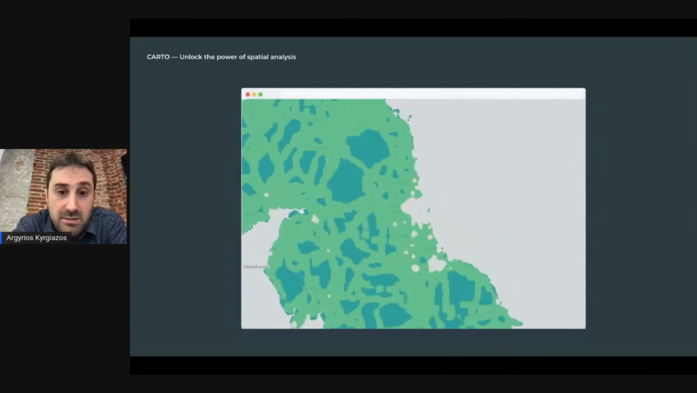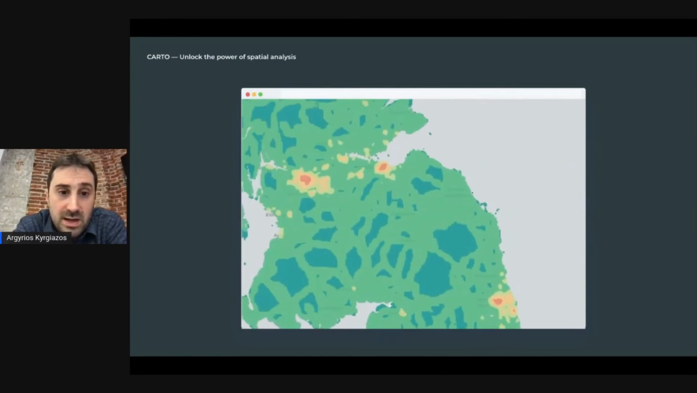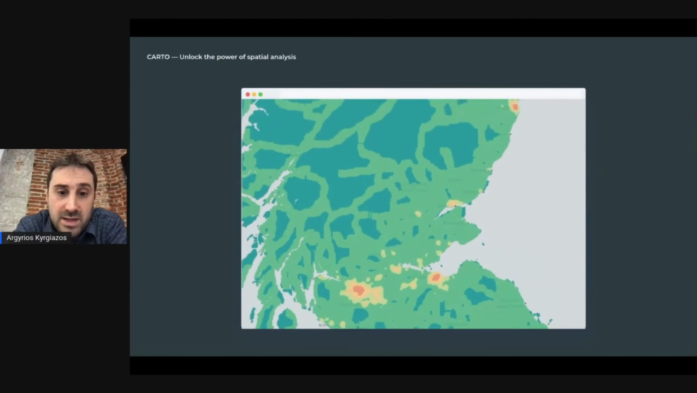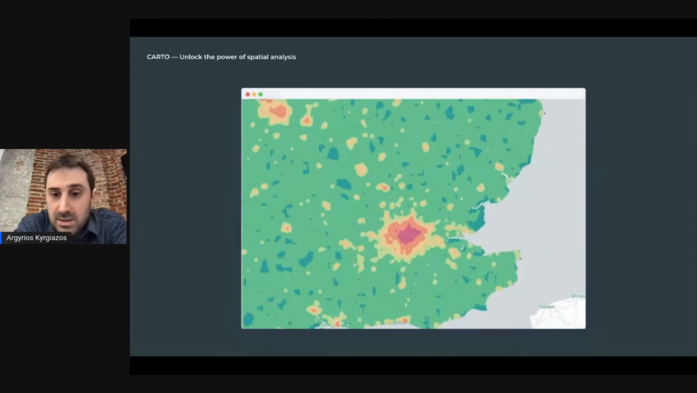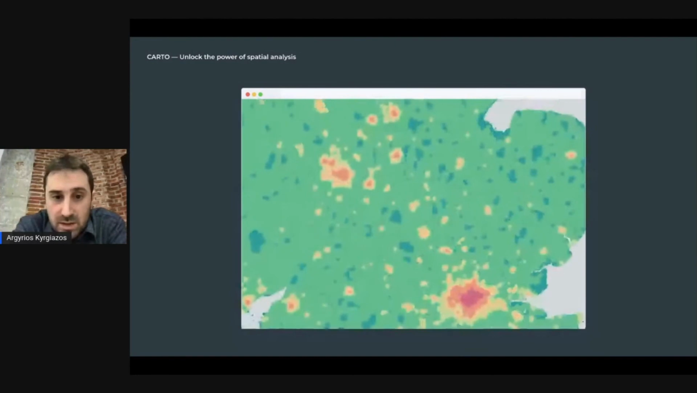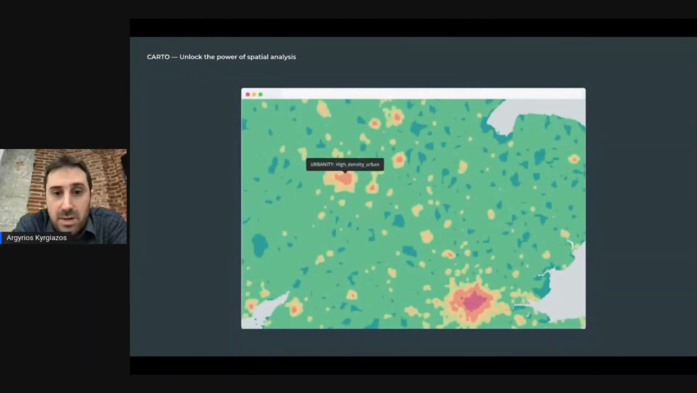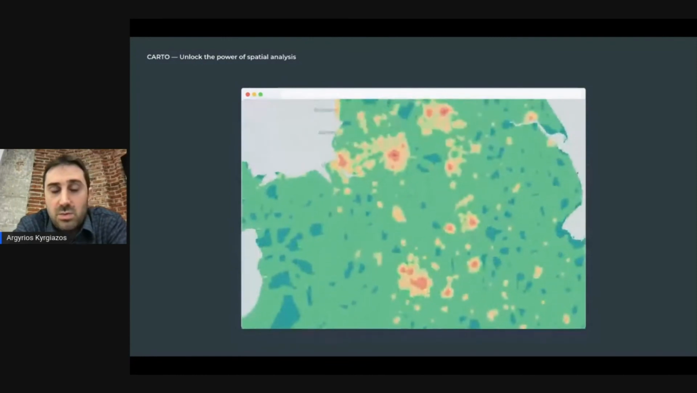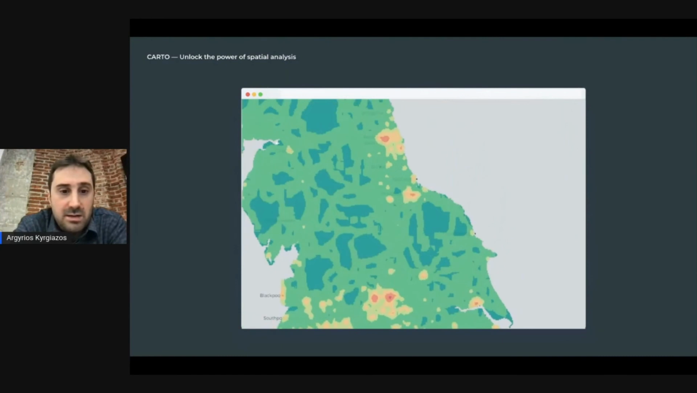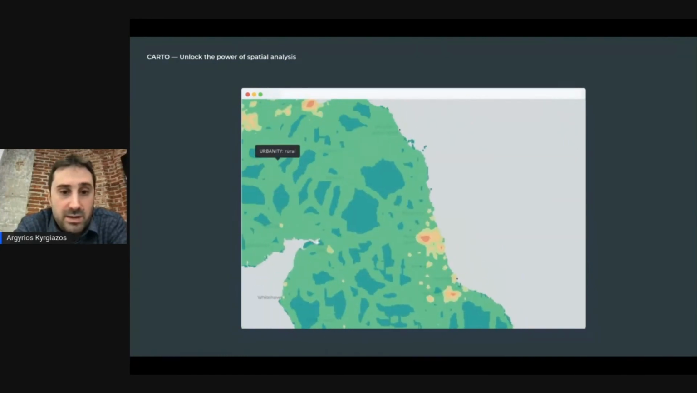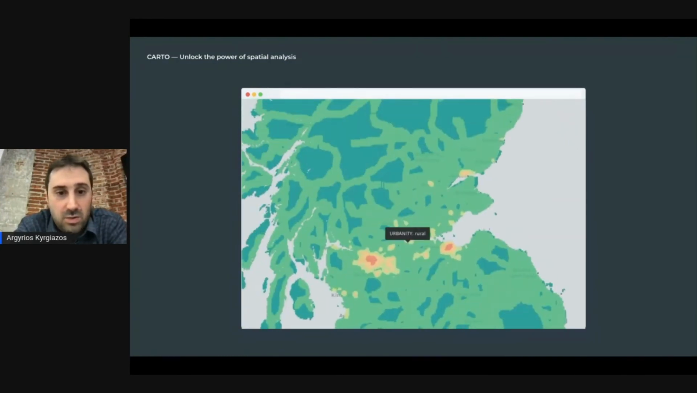The deep red color is very high density, then the yellow is less high density, the green is rural, and the deep green is remote. You can see some examples here, but all this information was also provided in a blog post where maps are available, so users can go there, navigate, and have a look at how it looks.